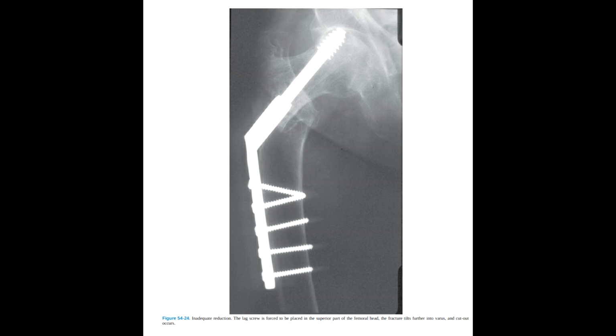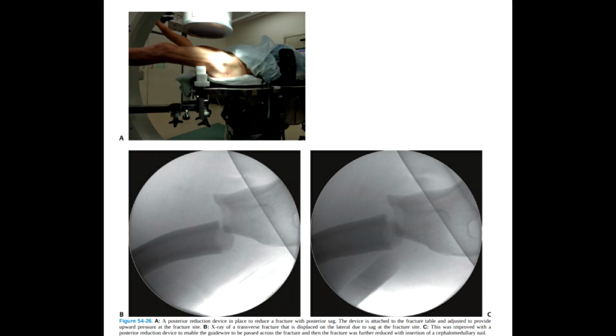Several techniques can help achieve and maintain reduction. Posterior sag, for example, can be corrected with a posterior reduction device, as seen in Figure 54-26. This device applies upward pressure at the fracture site, lifting the femoral shaft into proper alignment. Alternatively, a bone lever or reduction clamp may be used to elevate the femur. In more complex cases, especially A3 reverse oblique fractures, cerclage wires may be applied to maintain reduction.